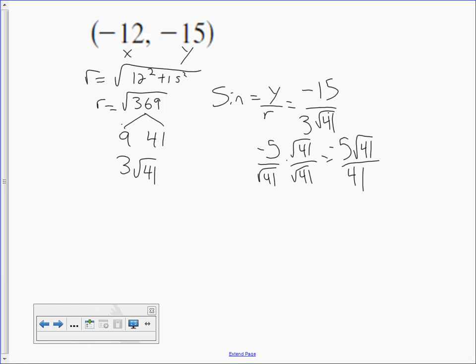You're going to wind up having to do the same thing for cosine because you'll have a radical in the denominator. But one thing I will show you right now is if you had to find the cosecant, it's r over y. Well, r over y would be 3 root 41 over negative 15. So that's negative root 41 over 5. You don't have to worry about rationalizing. You will see some of the quick patterns like that. Does that make sense how that works? Once you find your r value, then it's just a matter of substituting in the x, y, and the r to figure it out from there.